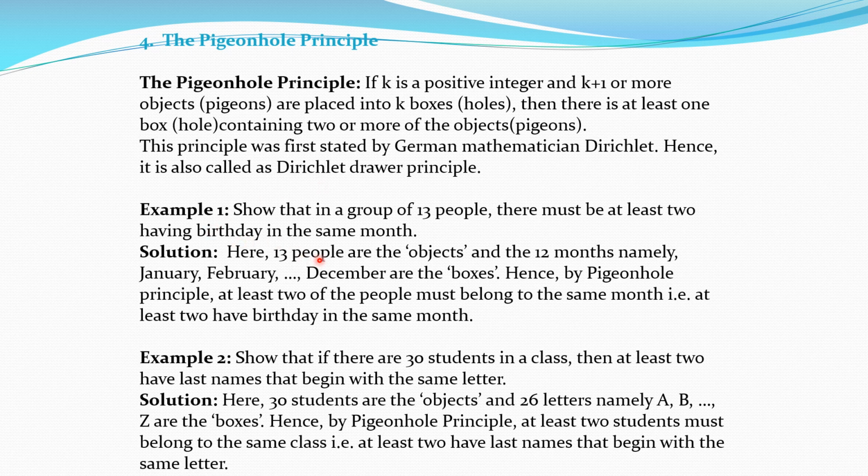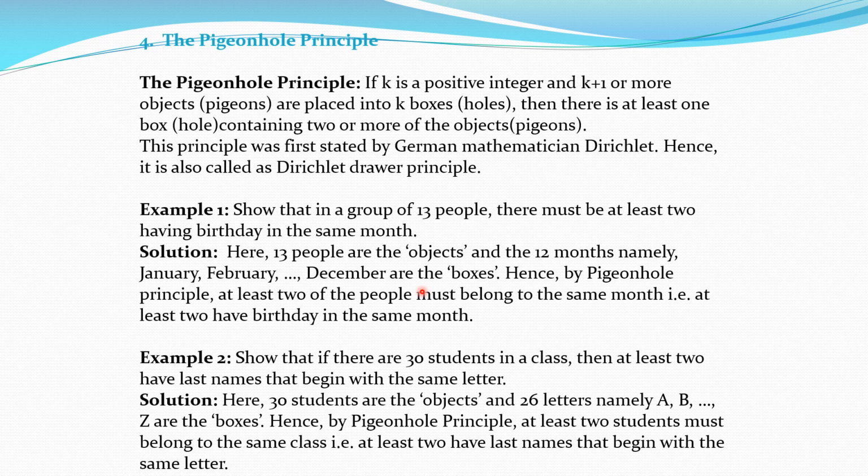Now see the first example. Show that in a group of 13 people there must be at least 2 having birthdays in the same month. See, we have considered any group of 13 people. Now how many months are there in a year? There are 12 months from January to December. So what are we doing here? We consider the birth month of every person in that group. Now as there are 12 months in a year, we form 12 boxes. One box for January, one for February, like that, and the last box will be for December.